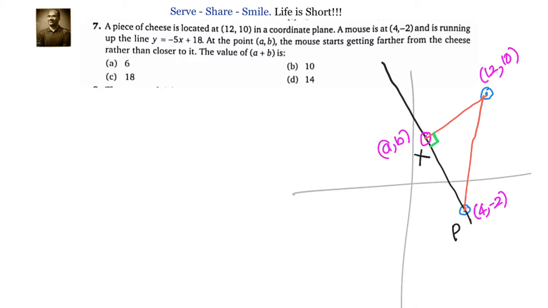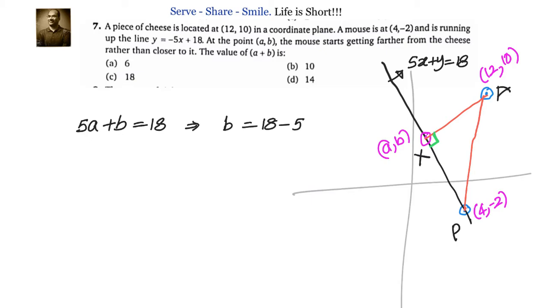Let us say the point (4, -2) is P, (a, b) is point X, and (12, 10) is A. By Pythagoras theorem, using the 10th grade concept, AP² = AX² + PX². We also know (a, b) is a point on the straight line 5x + y = 18. That means 5a + b = 18, so b = 18 - 5a. Why are we doing this? So that we can replace b with 18 - 5a, use Pythagoras theorem, and find the value of a. Automatically you will get the value of b.